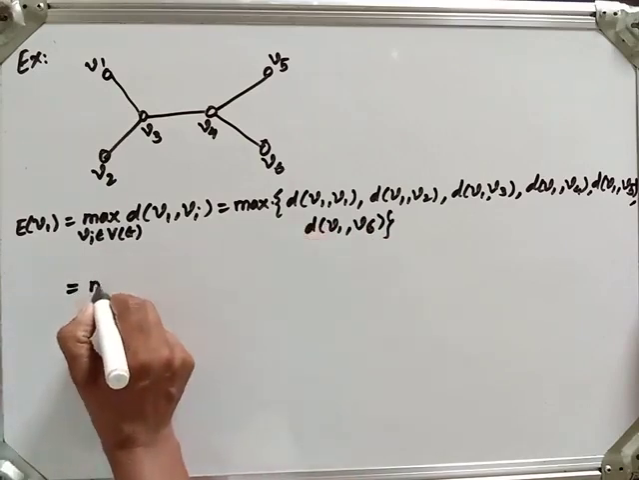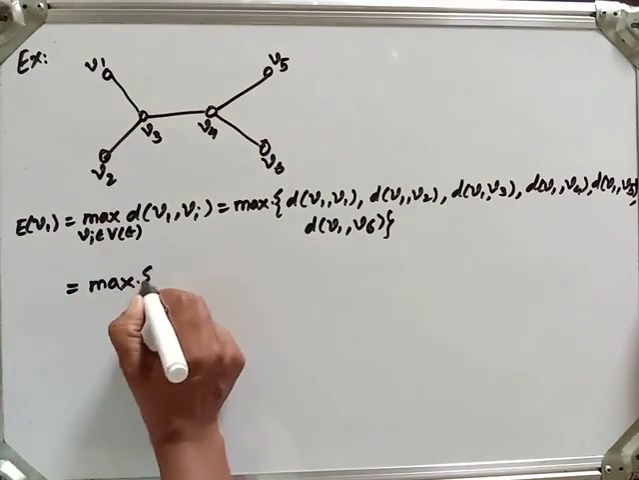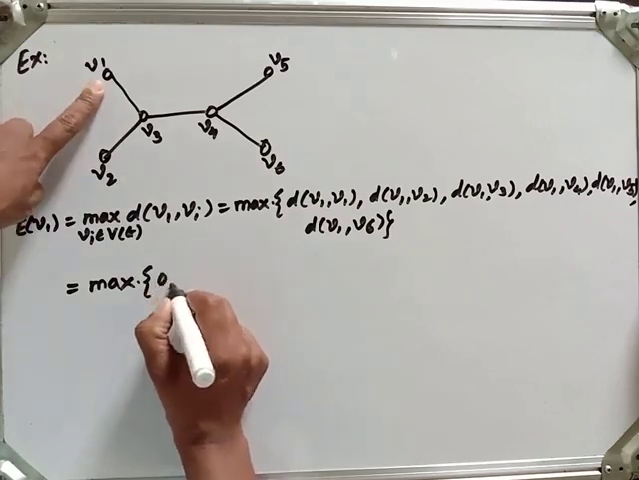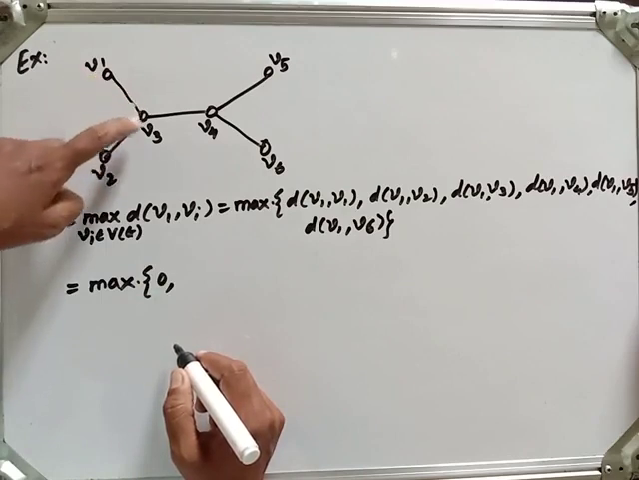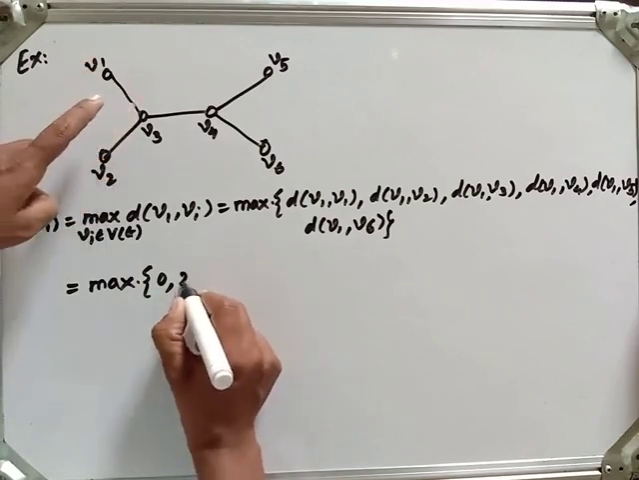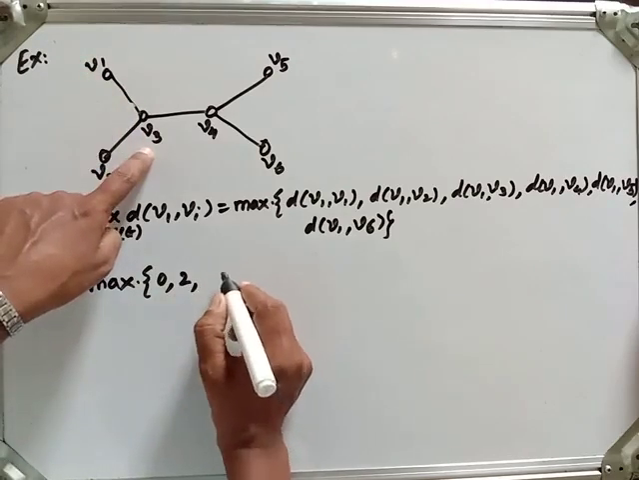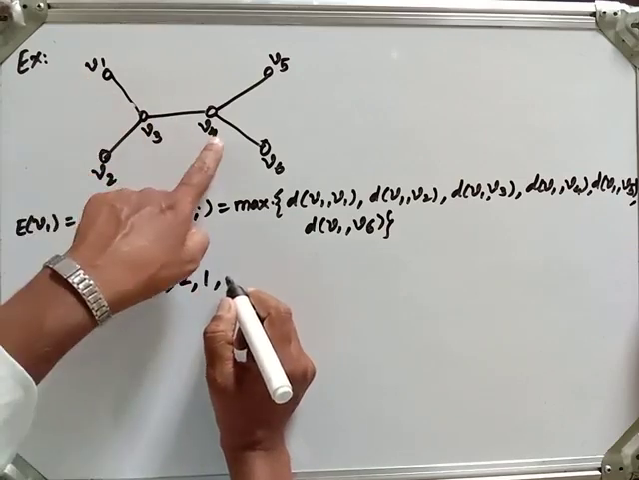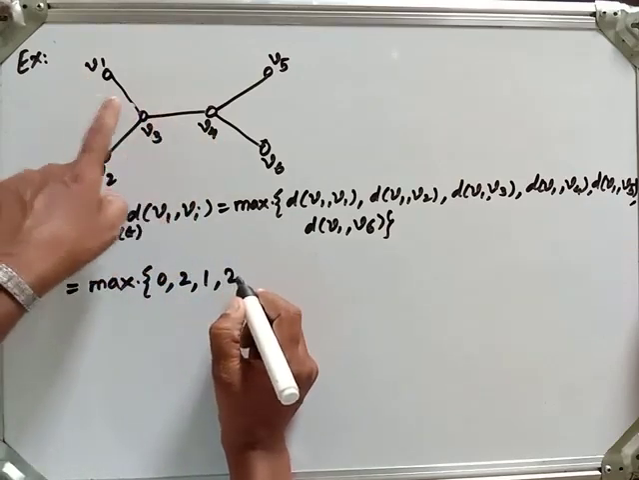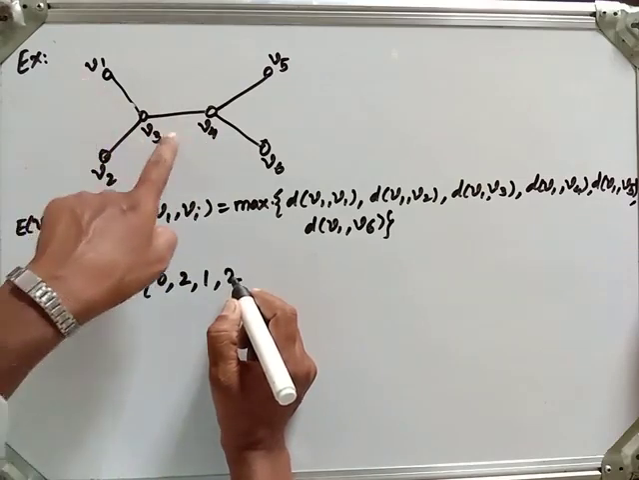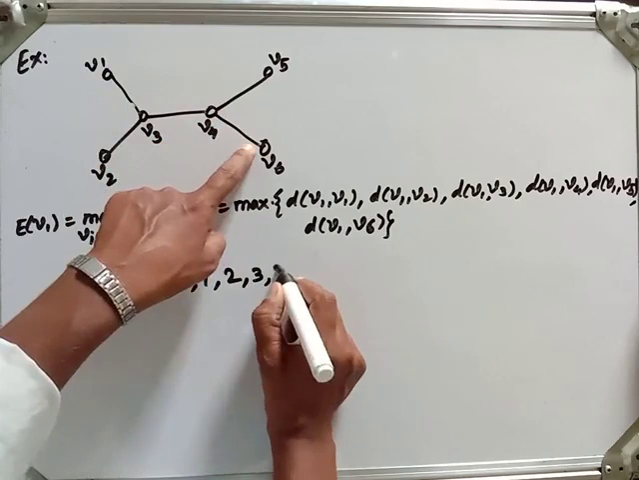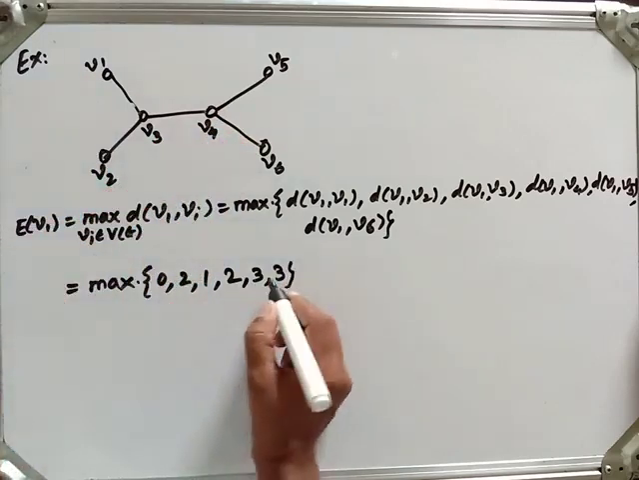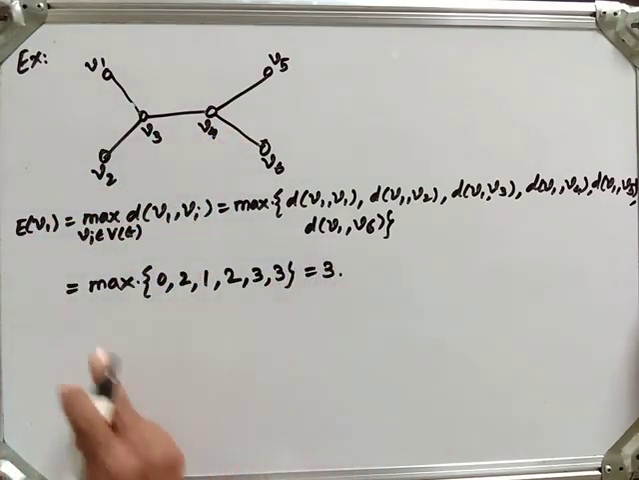So what is the maximum? Distance from V1 to V1 is 0. Distance from V1 to V2, shortest path, look at this one, is 2. V1 to V3, 1. V1 to V4 is 2 edges. V1 to V5, 3 edges. And V1 to V6 is again 3. What is the maximum among all these? 3. So eccentricity of V1 is 3.